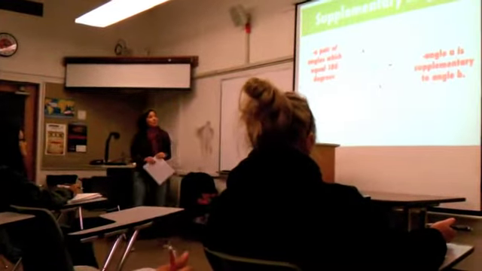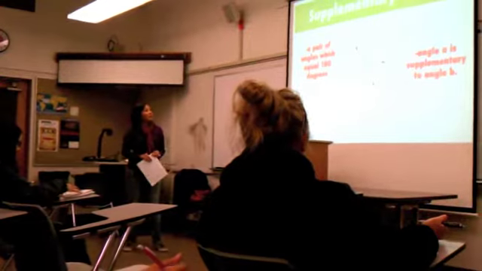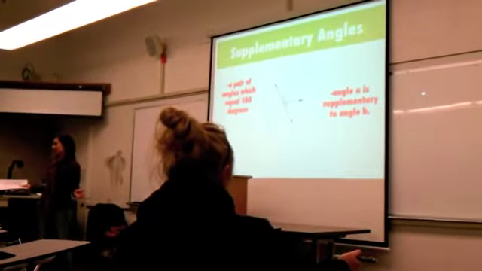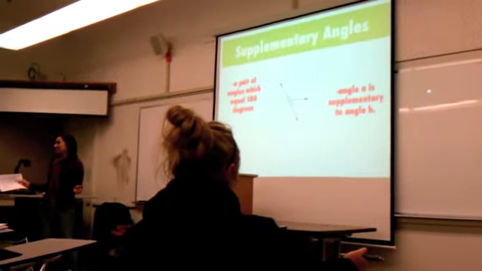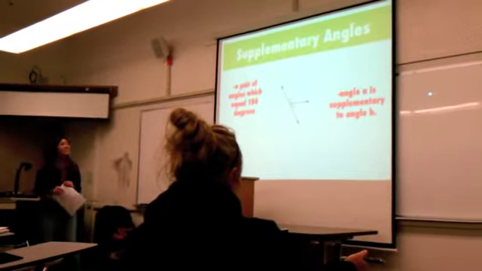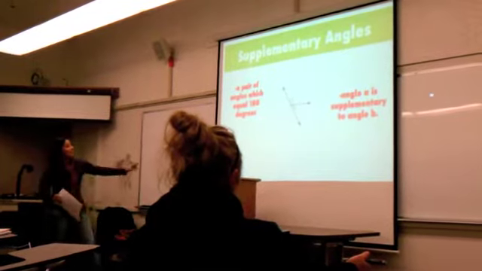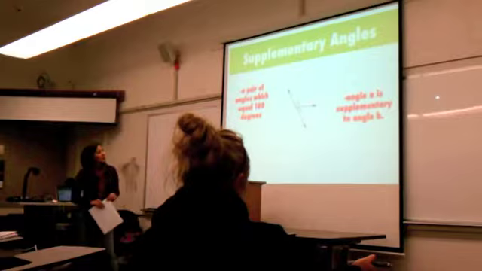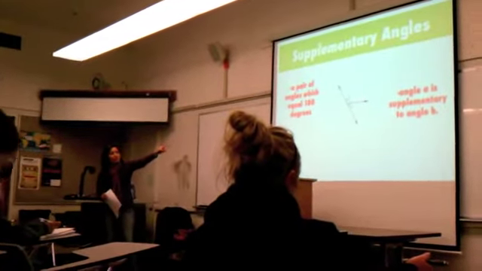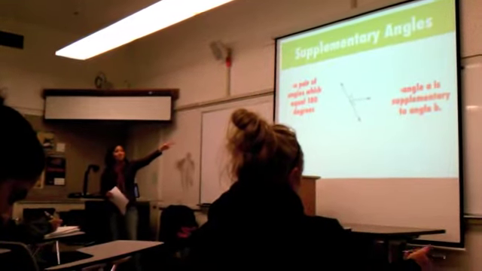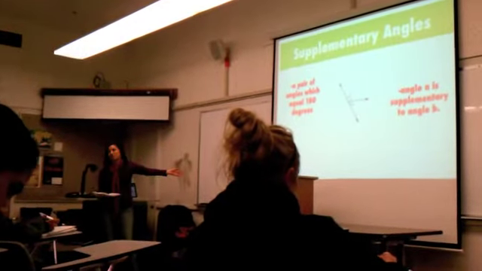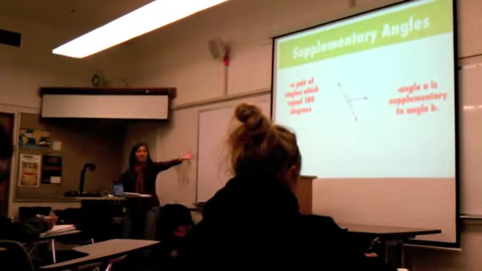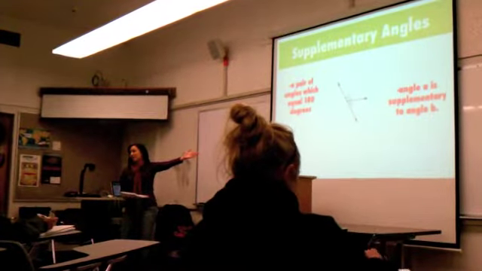The next is called a supplementary angle, and this is a pair of angles which equal 180 degrees. And 180 degrees is what type of angle? A straight angle. Yeah, okay, so in this picture, angle A is supplementary to angle B. And with these, the measurements can also vary. It doesn't have to be 90 degrees and 90 degrees. It can be 130 degrees, and what would angle B be? 50, yes.